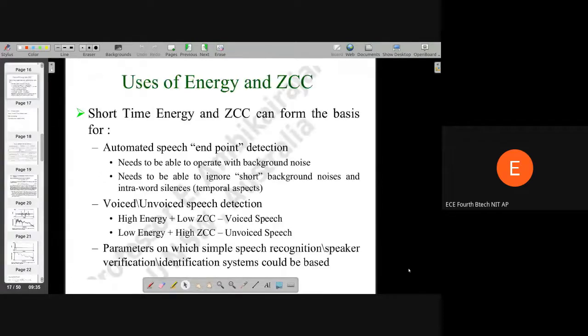So we talked about all these things, how the spectrogram behaves with respect to the type and the different lengths of the window. Now, we talked about two other things in short-term analysis: energy and zero crossing rate.